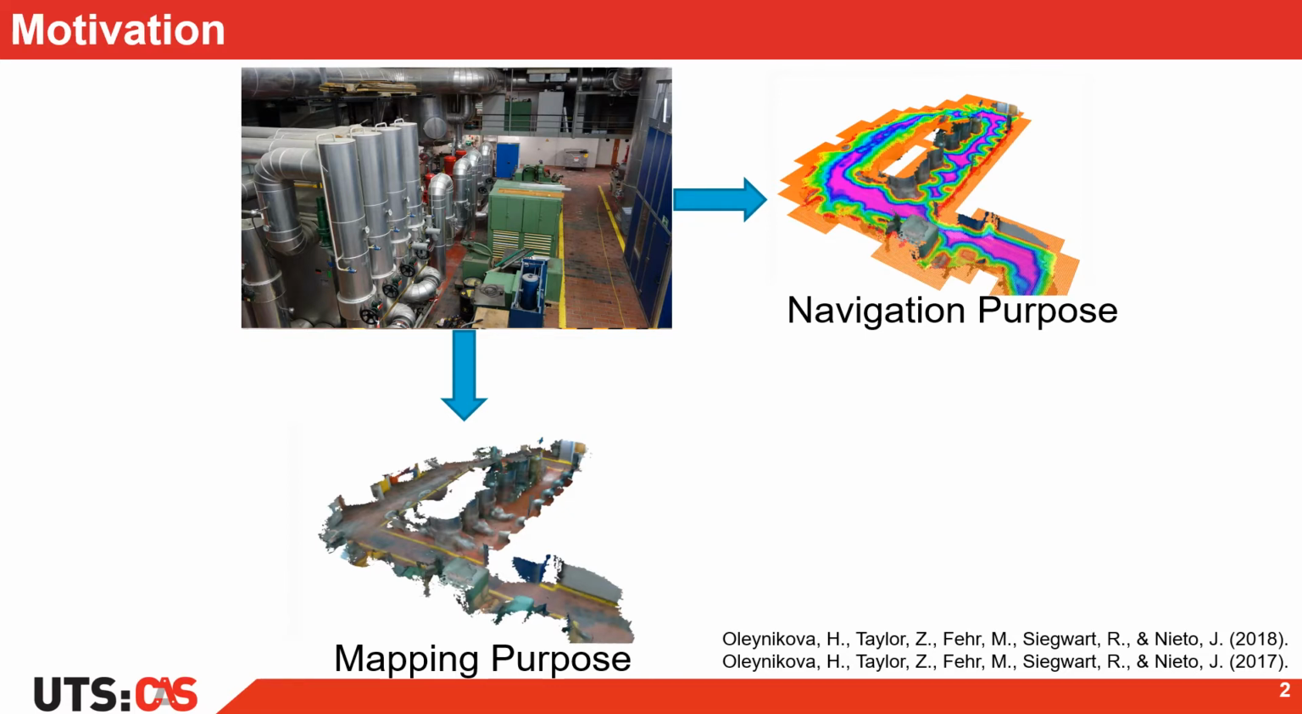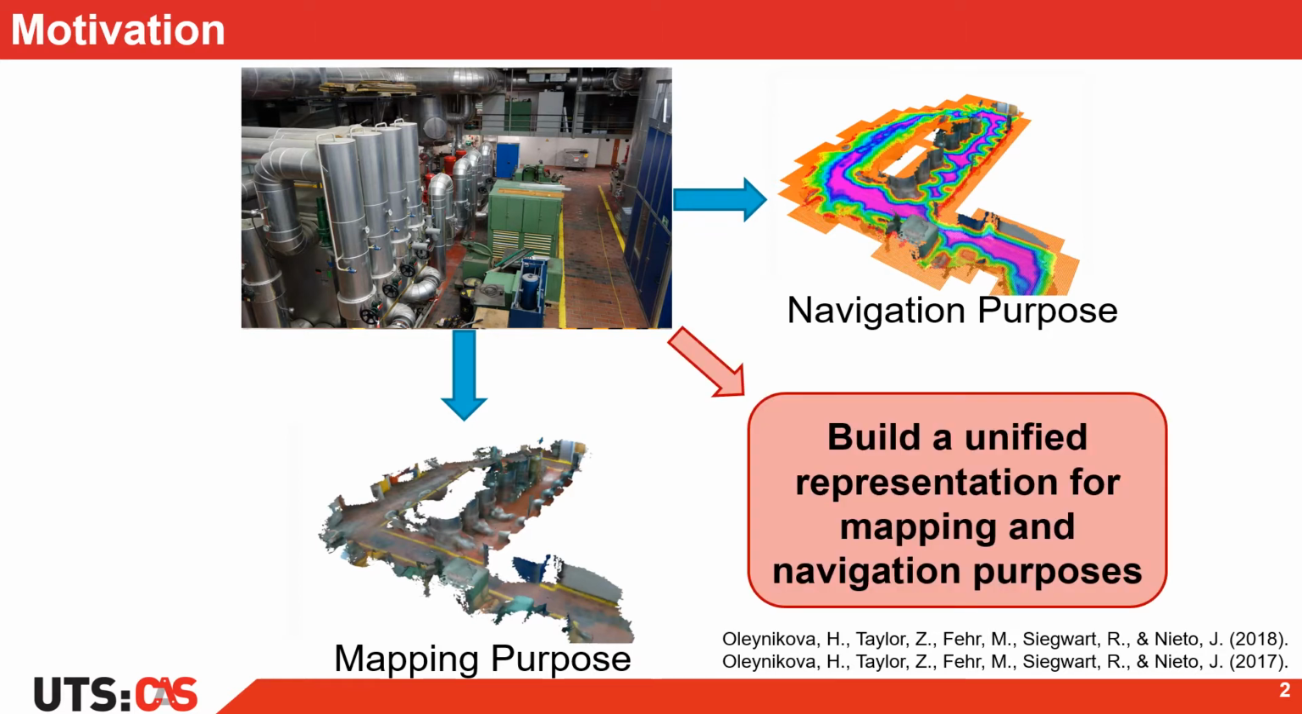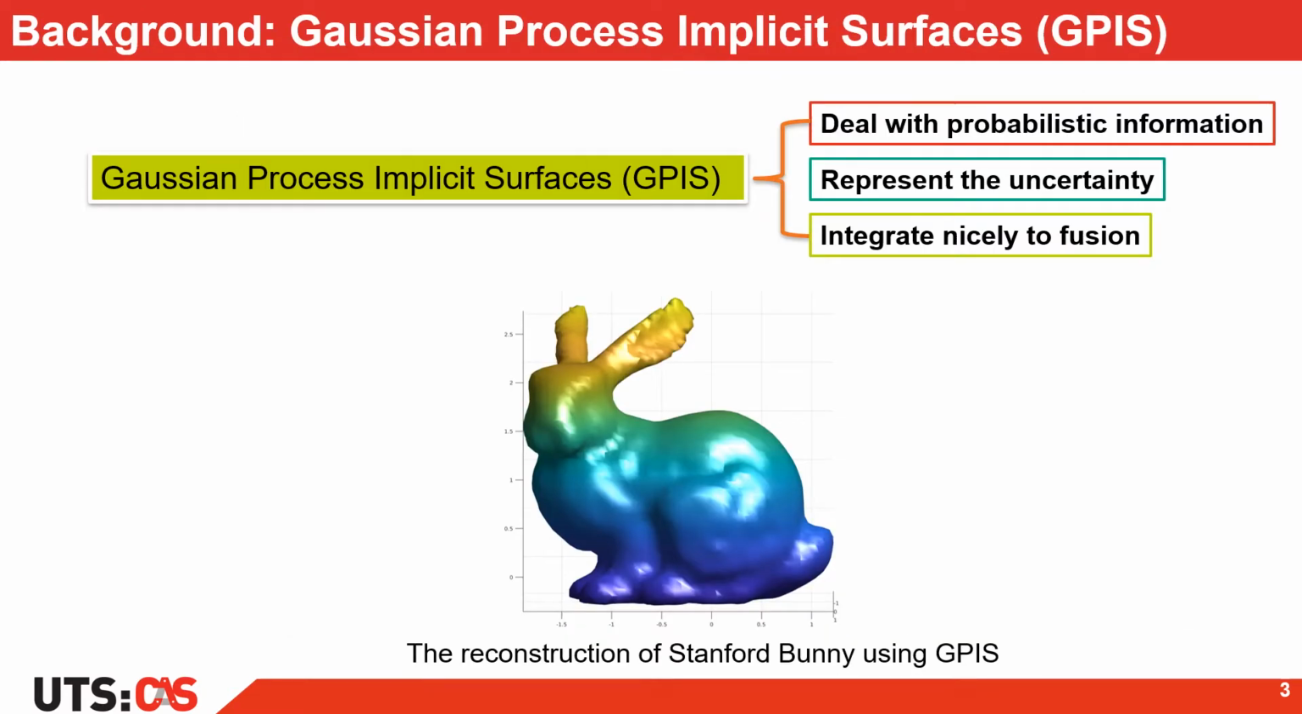In the literature, discrete and combinatorial methods are often required to propagate the distance through a grid. In this paper, we aim to solve this problem with a unified representation for mapping and navigation purposes. Our work, Log-GPIS, is based on Gaussian process implicit surfaces. GPIS combines both notions of Gaussian process and implicit surfaces in a continuous probabilistic representation of the 3D surface. It can represent the uncertainty and integrate nicely into fusion.